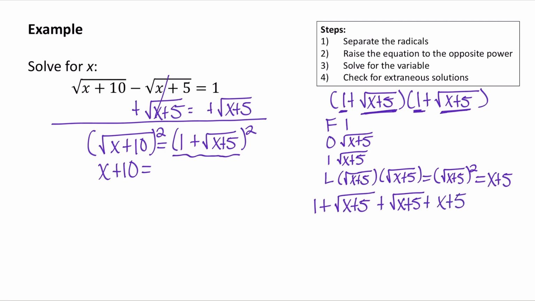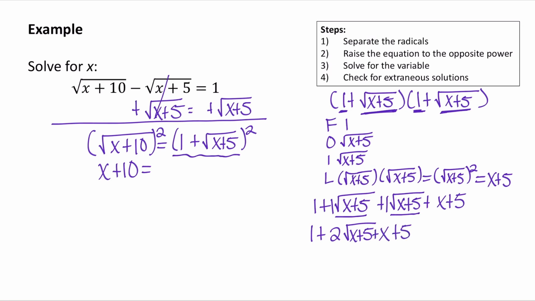So let's combine our like terms and simplify this down. Well, I have the square root of x plus 5 and the square root of x plus 5, right? So I have like 1 square root of x plus 5 and 1 square root of x plus 5. So that's going to be the same thing as saying that I have 2 square root of x plus 5, right? Because 1 plus 1 is going to give me 2. Then I have x plus 5.